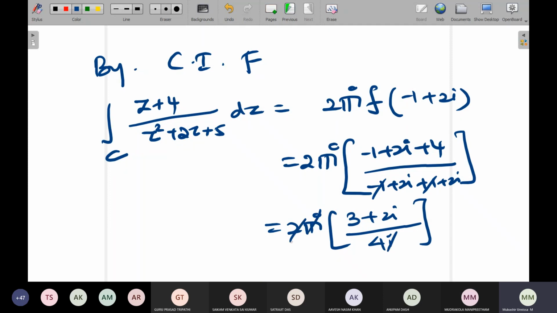i and i will be getting cancelled. 2 and 4 will be getting cancelled. Your answer is pi by 2 into 3 plus 2i. Pi by 2 into 3 plus 2i. Is it clear? Anyone has any doubt in this problem?